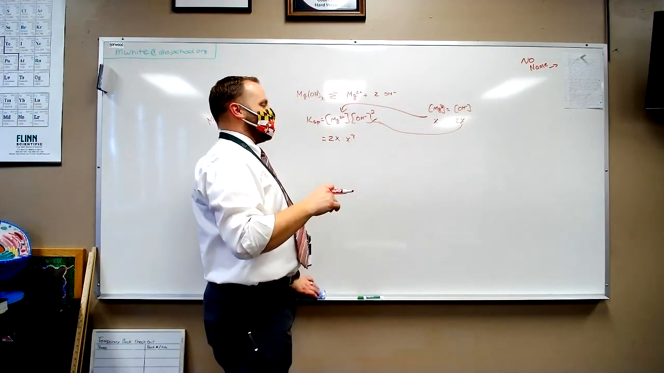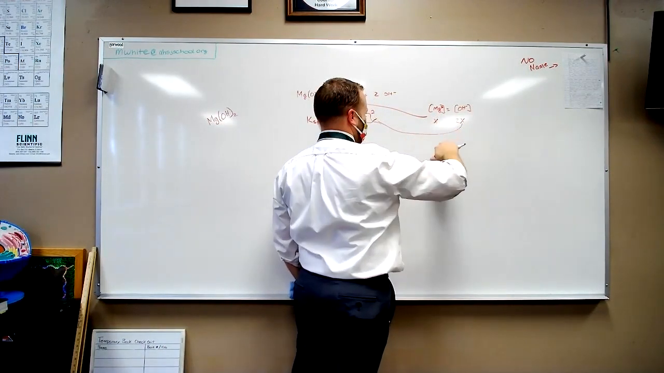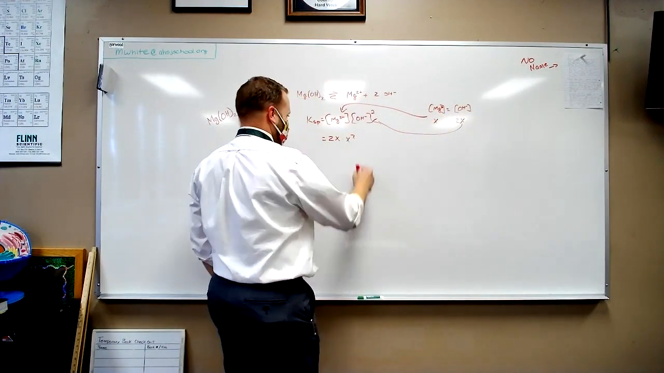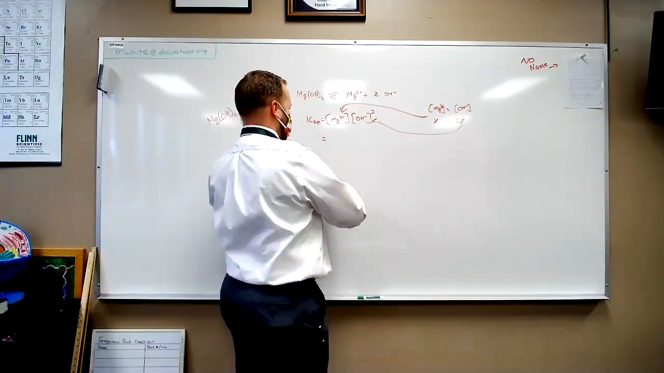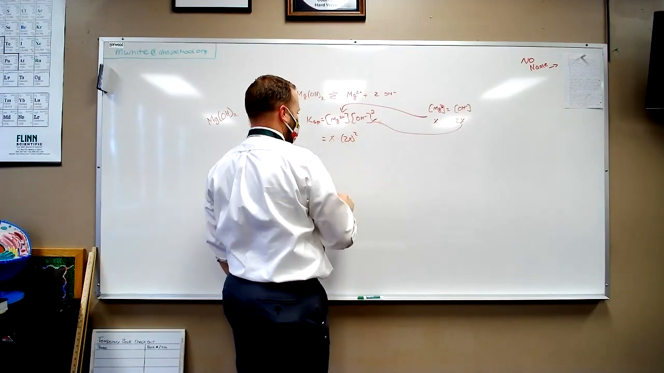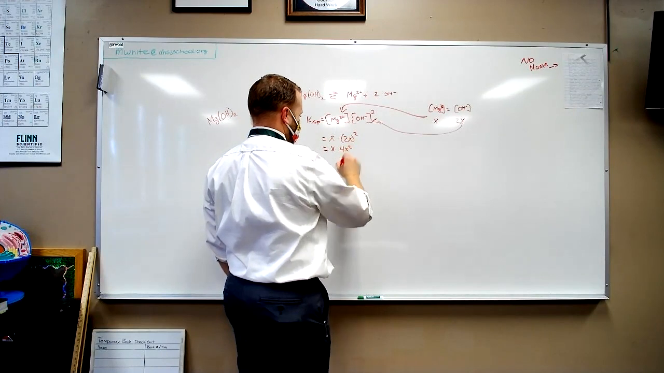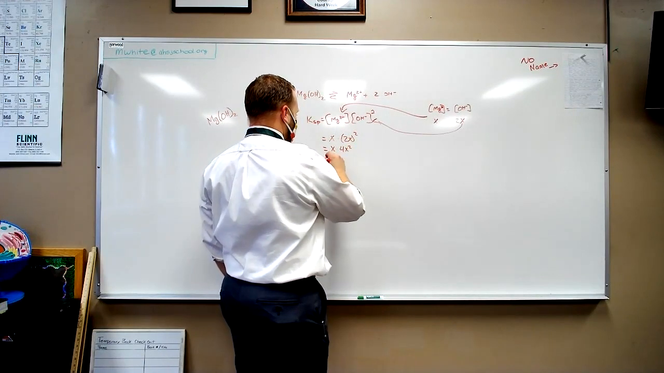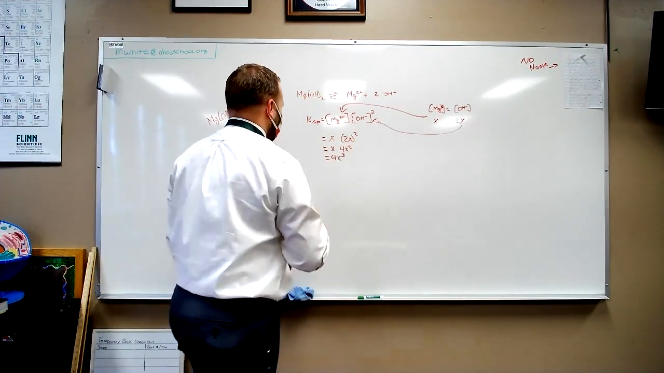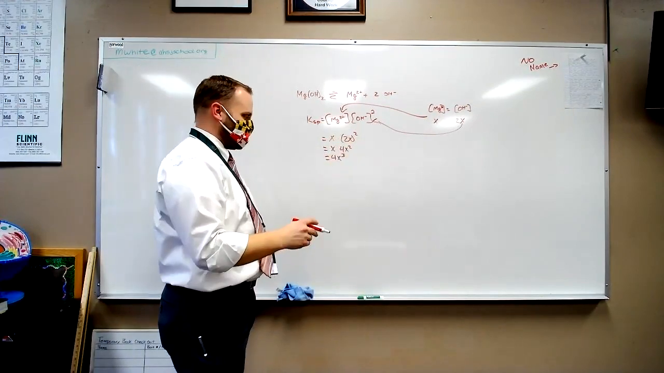Anyway, whatever this concentration is, that's twice as much. So that gets the 2x. So we have x times 2x squared. So we have x times 4x squared. So Ksp is equal to 4x cubed. It gives us the Ksp in the problem, and then it's just algebra.